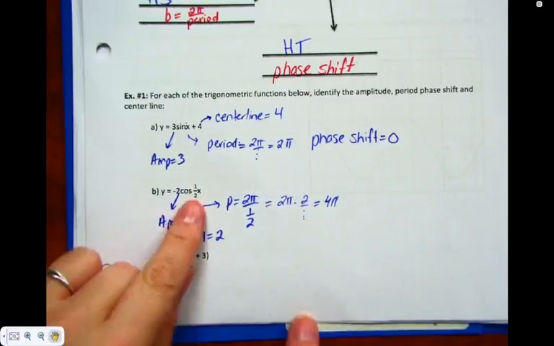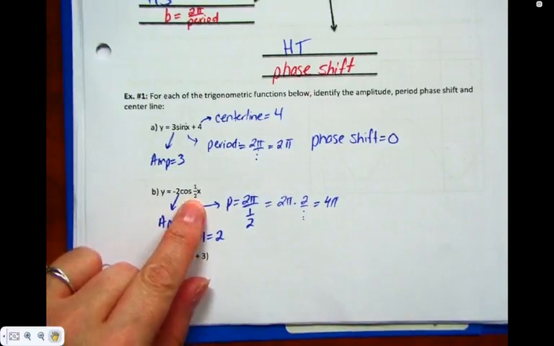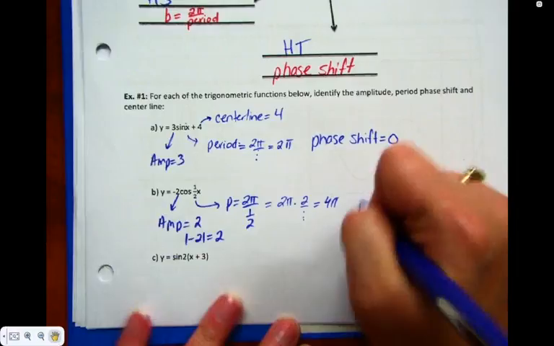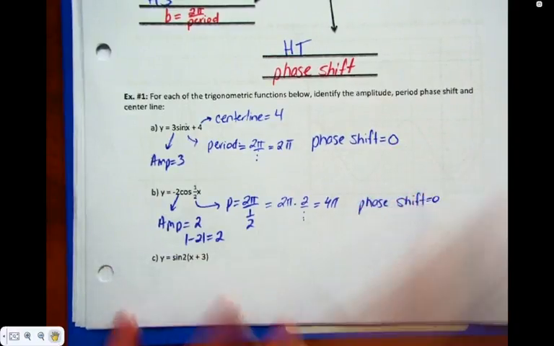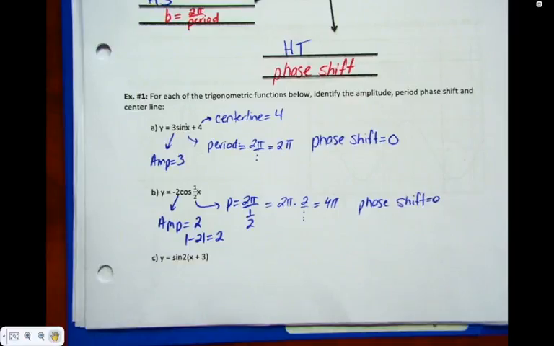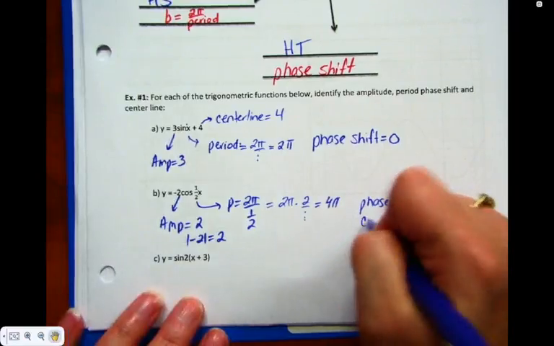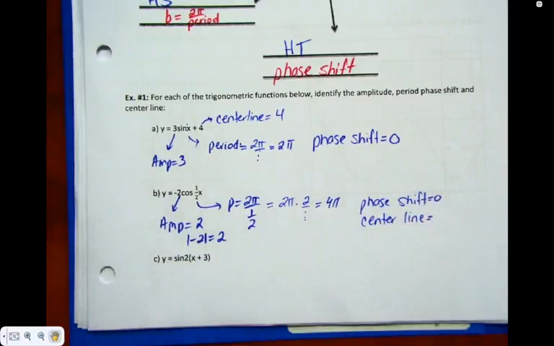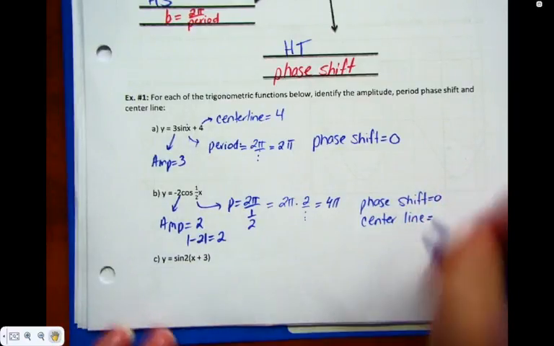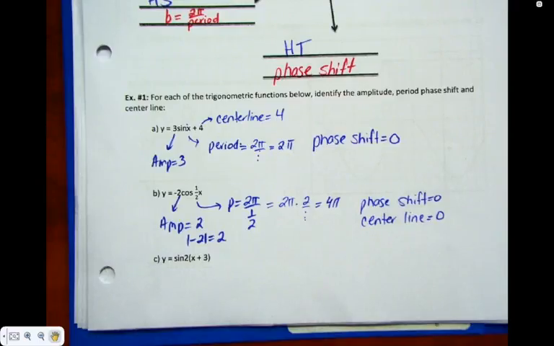The phase shift comes from the number in brackets with x. Do we have a number in brackets? So phase shift equals 0. The center line comes from the number way at the end all by itself. Do we have a number at the end? So what's the center line? 0. What that means is it's right on the x-axis.